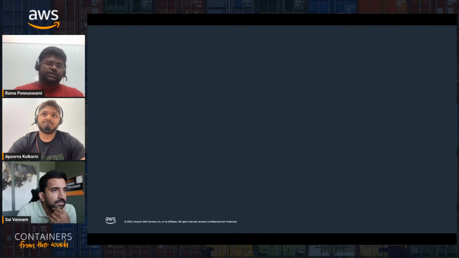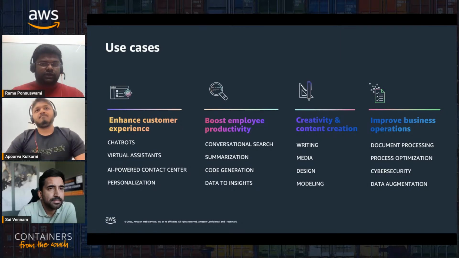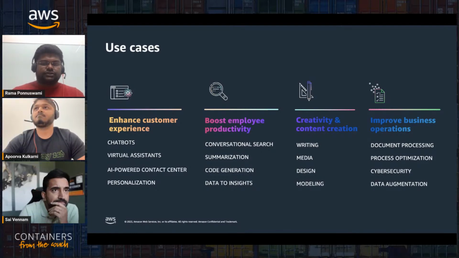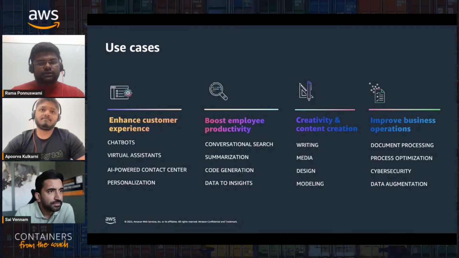In terms of use cases, there's a wide variety of use cases and applicability for generative AI models in general, starting from improving your internal business processes and operations, as well as enabling your developer productivity by using conversational search or by using code generation tools, code companions like Code Whisperer, so on and so forth, as well as improving marketing using creativity and content creation through generative AI models, enabling you to put out marketing content much faster and more efficiently.